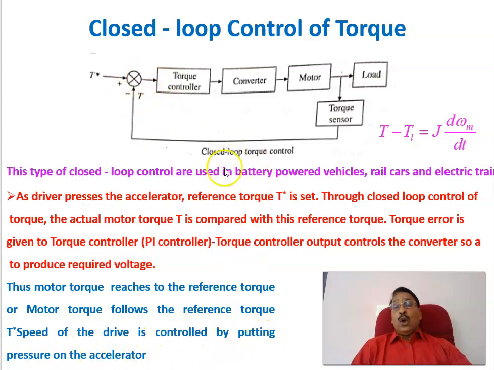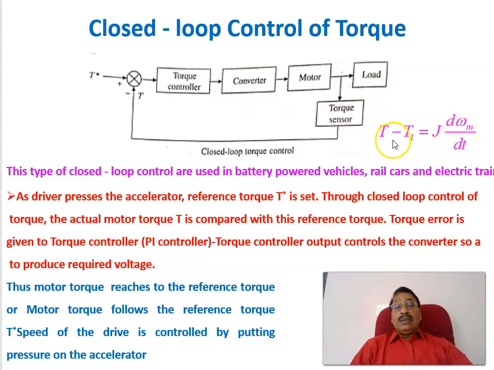Therefore, this type of torque control mechanism, or closed loop control of the torque, is used for electric vehicles like battery powered vehicles, rail cars or electric trains. Therefore, this is the reference torque, and the motor torque is brought to the reference torque by controlling the voltage across the motor. That is, the converter controls to produce the voltage to the motor so as to produce the torque to this reference value.